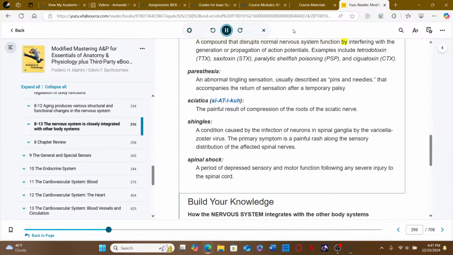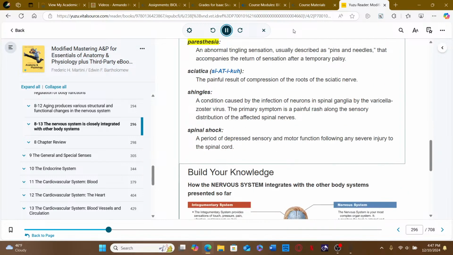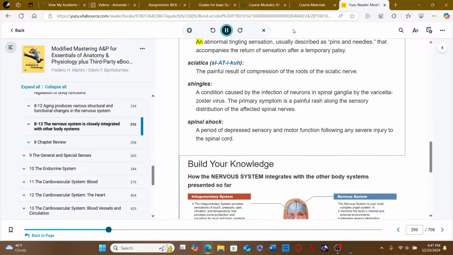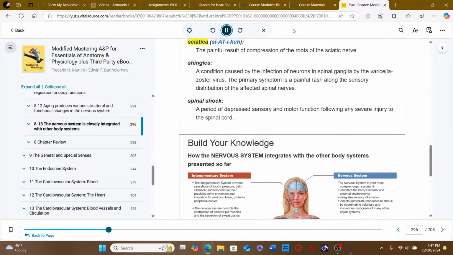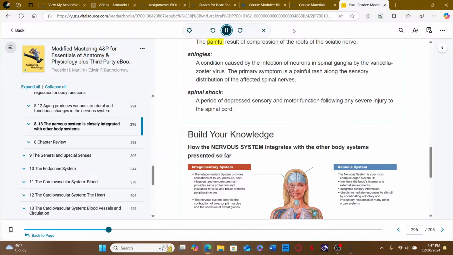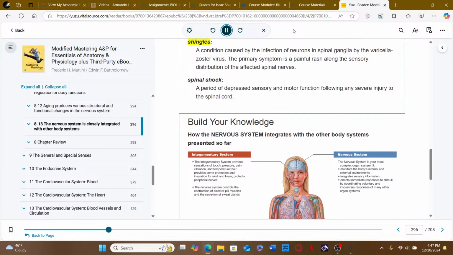A compound that disrupts normal nervous system function by interfering with the generation or propagation of action potentials. Examples include tetrodotoxin, TTX, saxitoxin, STX, paralytic shellfish poisoning, PSP, and ciguatoxin, CTX. Paresthesia: an abnormal tingling sensation, usually described as pins and needles, that accompanies the return of sensation after a temporary palsy. Sciatica: the painful result of compression of the roots of the sciatic nerve.